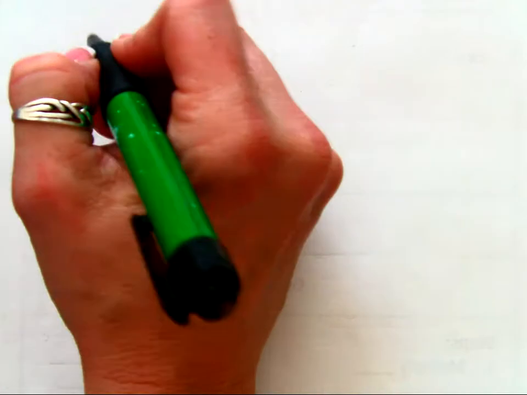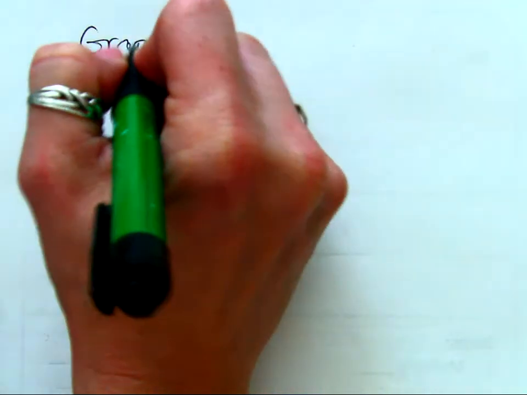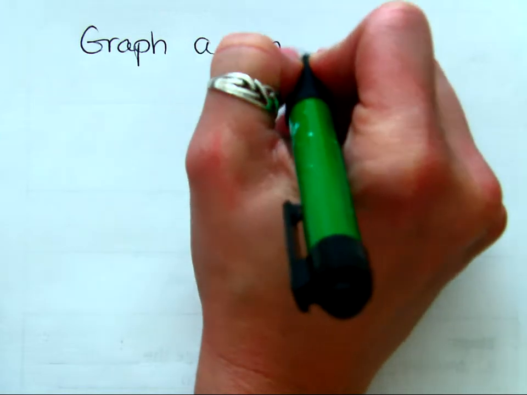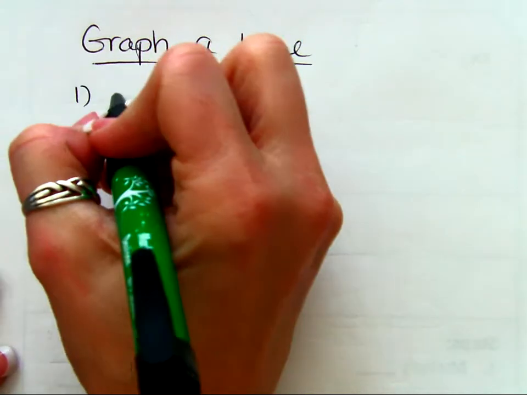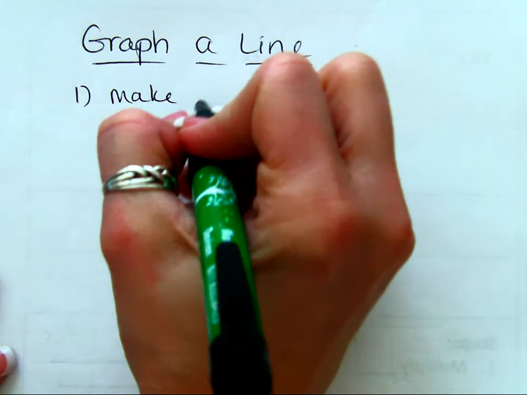Okay. So if I were to say to you, here are the three things that we're going to do. We're going to graph a line. And there are a lot of different ways to do it. Okay? So the first thing we're going to talk about is make a table of values.